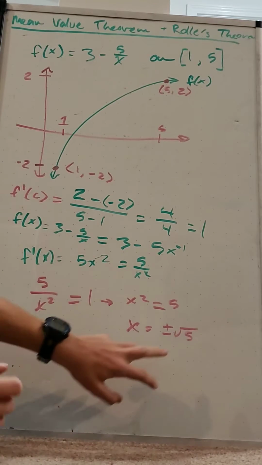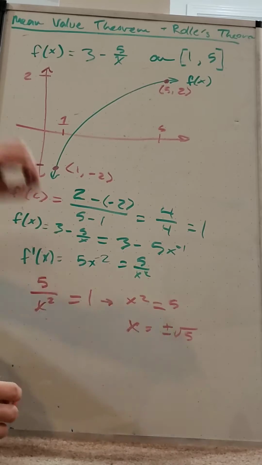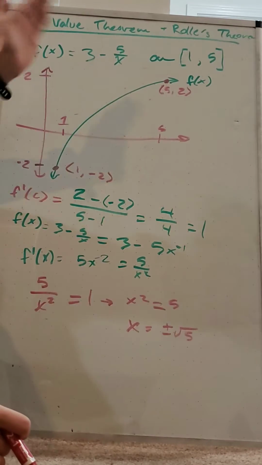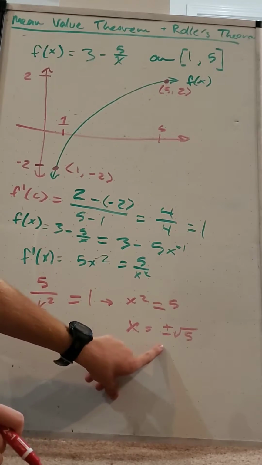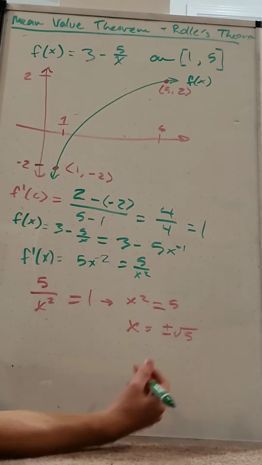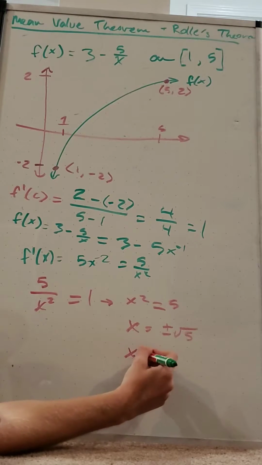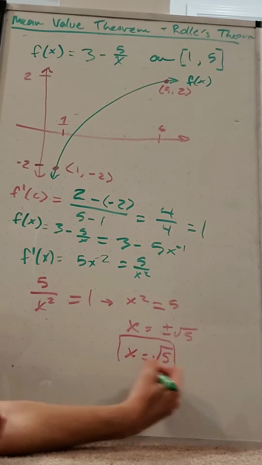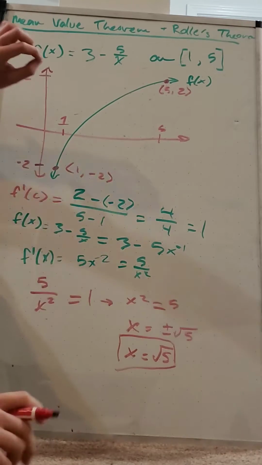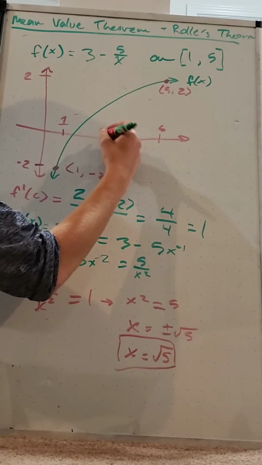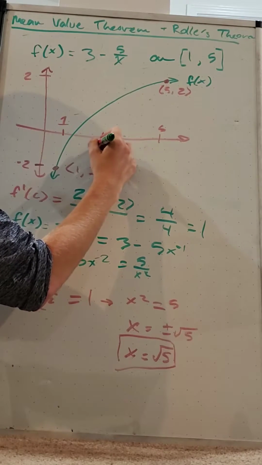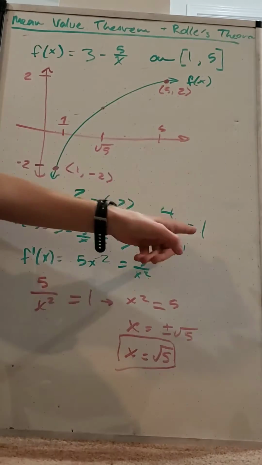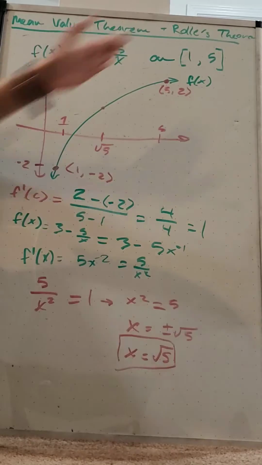And now, since we have to decide between plus or minus, we have to look at which one is in the interval, since we know c has to be between a and b. So that rules out negative root 5, because that'll be outside of this range. We know that x equals square root of 5, and that's our answer. And so what this square root of 5 means is that at root 5, which is a little past 2, the derivative at this point is equal to 1, and that's equal to the average rate of change of this function.